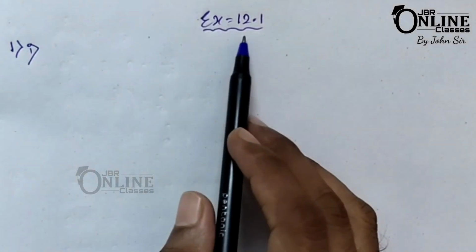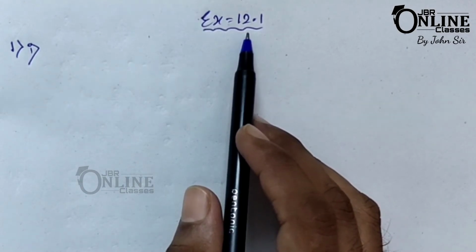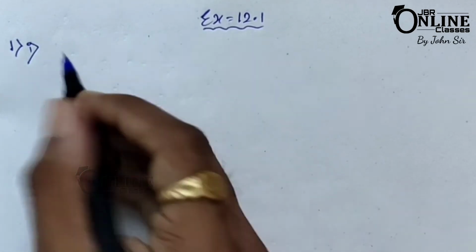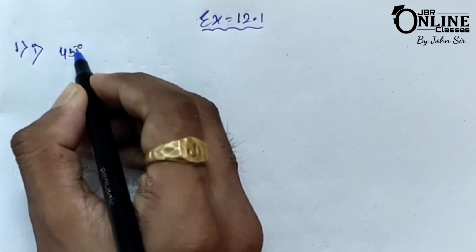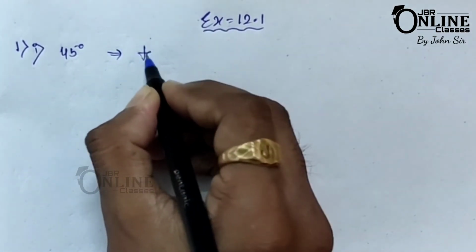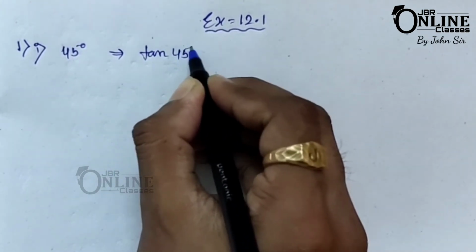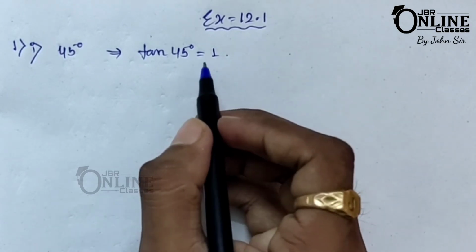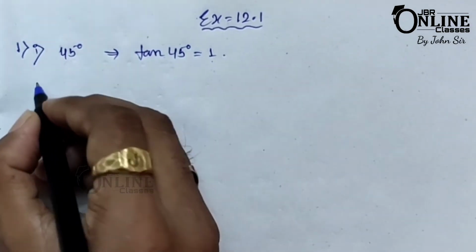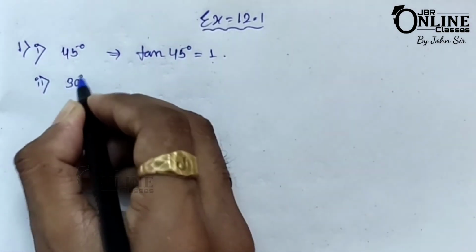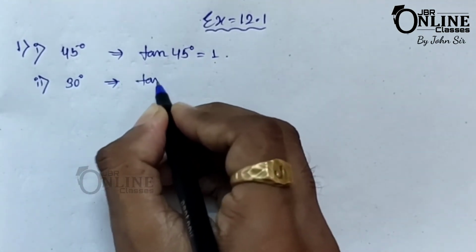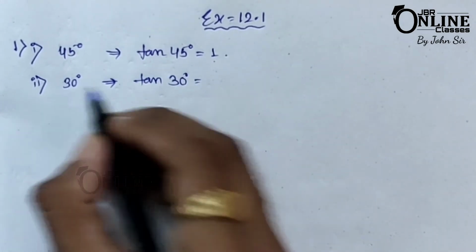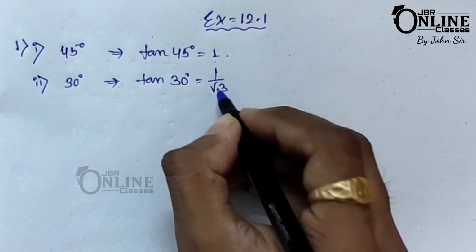Exercise 12.1, the first problem: find the slope of a line whose inclination is 45 degrees. That means tan 45, and the value of tan 45 equals 1. So the slope is 1. Next one, 30 degrees. It becomes tan 30, as per the formula m equal to tan theta. So tan 30 equals 1 by root 3.